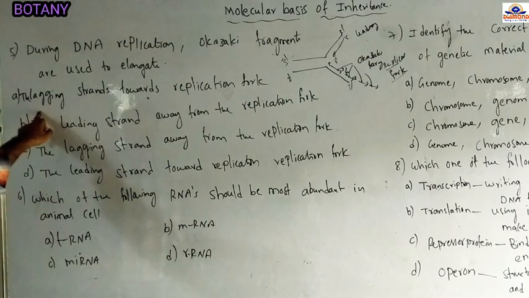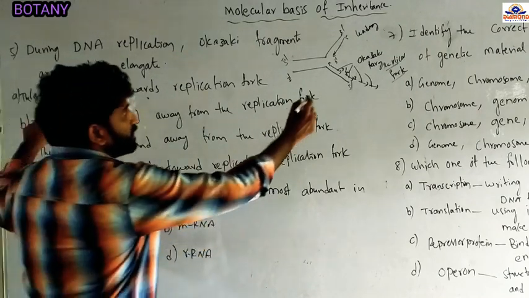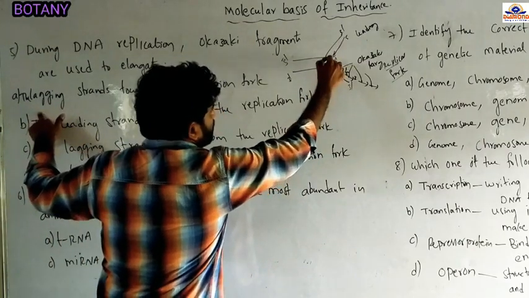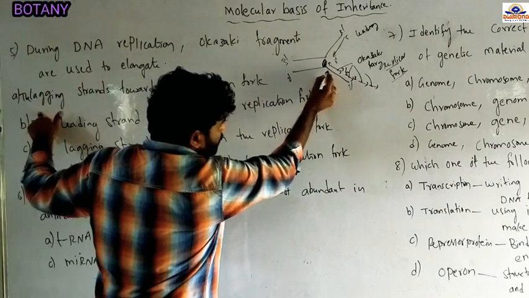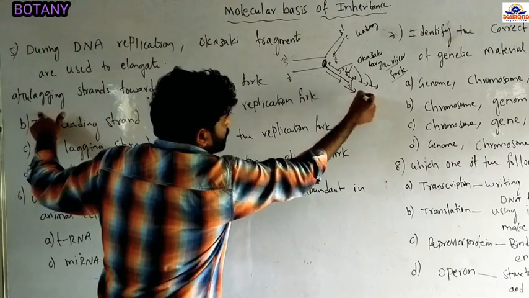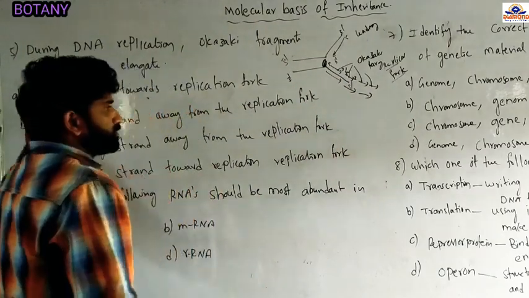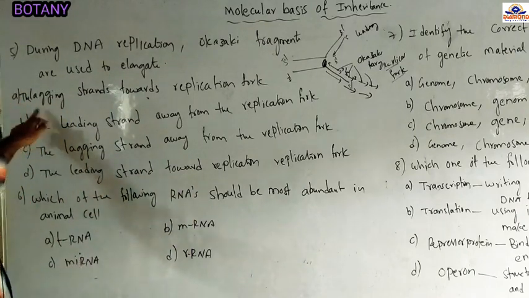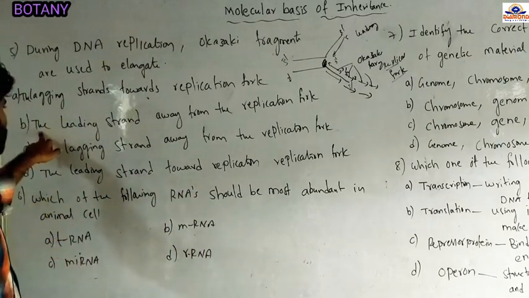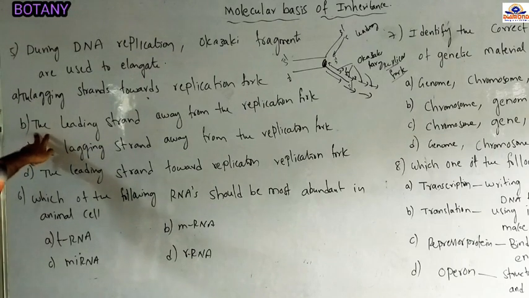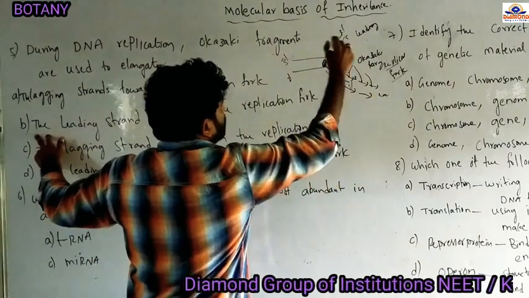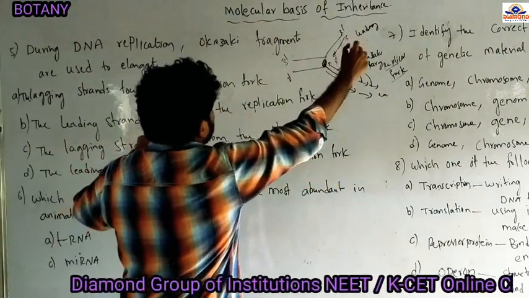Now, Okazaki fragments form on the lagging strand. Option A: lagging strand towards the replication fork. Option: formation of the lagging strand away from the replication fork. Here, from this direction, synthesis of the Okazaki fragments takes place. Option A says towards the replication fork, but it is not towards the replication fork; it should be away from it. Option B: leading strand away from the replication fork. This is the leading strand and this is the lagging strand.